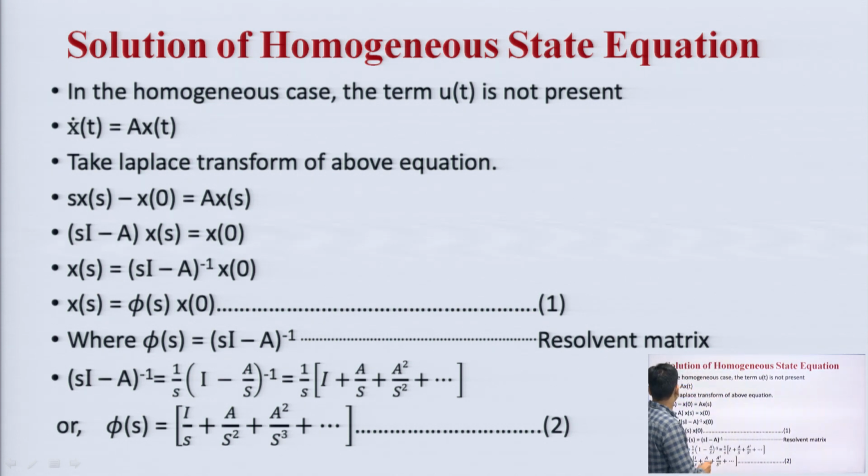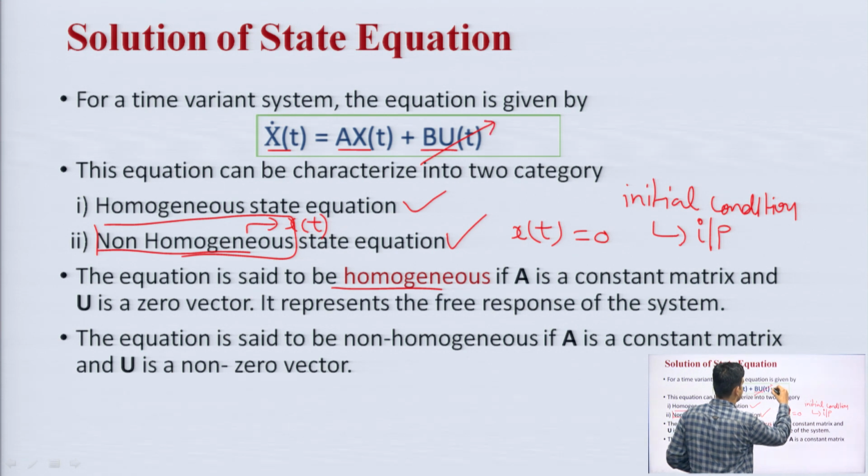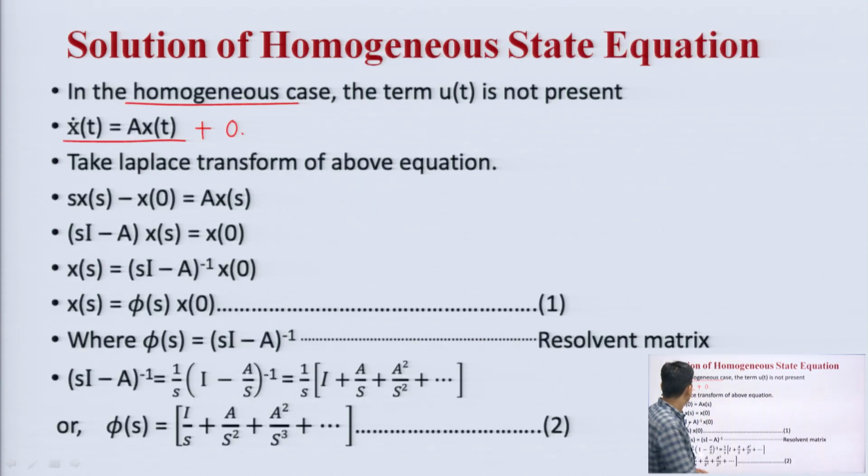Here I am assuming the homogeneous case where my input is 0. So, my state equation will remain x dot(t) equal to A x(t) plus 0 input. You can see I am assuming that u(t) is equal to 0, so the remaining equation would be like this for the homogeneous case. Now, we need to take the Laplace transform of this equation.